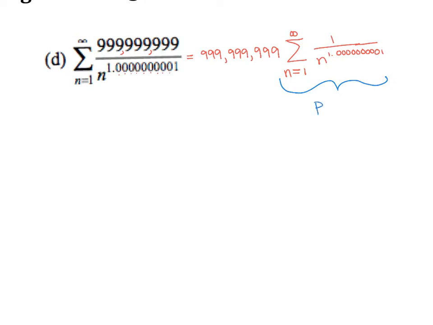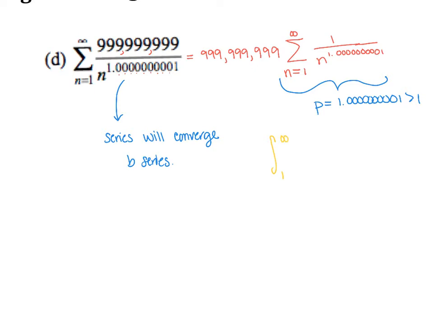Now I can really just look at this right here. So this is a p-series where my p is equal to this 1 point, 9 zeros, and then a 1. And that is greater than 1. Therefore, I know my series here is going to converge by p-series. Note, I have no idea what it's going to converge to. If I were to consider the associated p-integral, I could tell you what that converges to. This will converge to 1 over 1.000000001 minus 1, so it'll converge to that. But I do not know what the series is going to converge to.